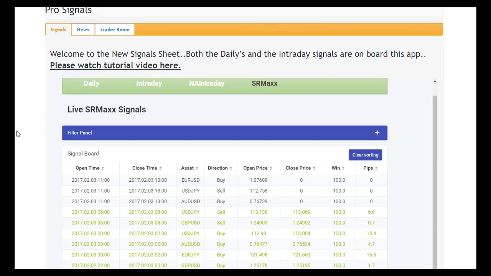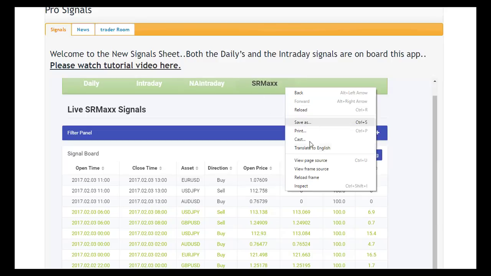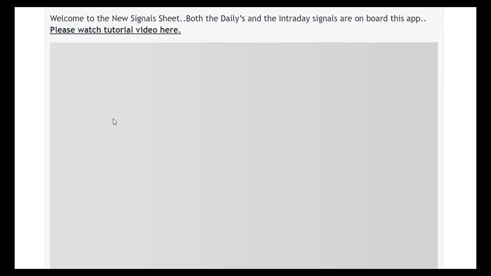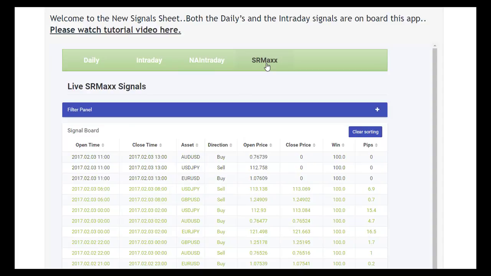Okay, so here we are over on DEX signals. And you can see we have the daily, intraday, NA, and then we have the SR Max. If you don't see this just yet, right click and hit reload frame. I'm just going to do that real quick, to make sure there's no other information in there. Usually it reloads itself. Here we go. Hit SR Max, and there we go.